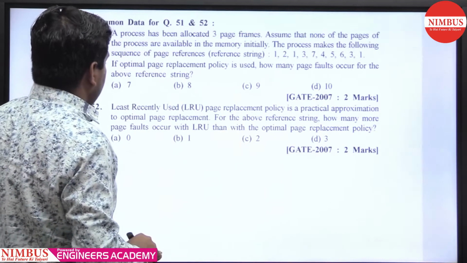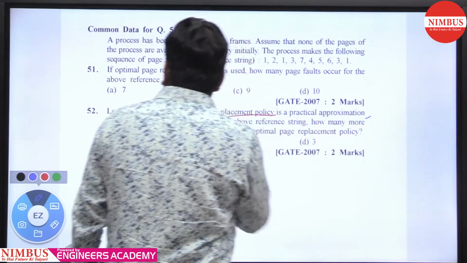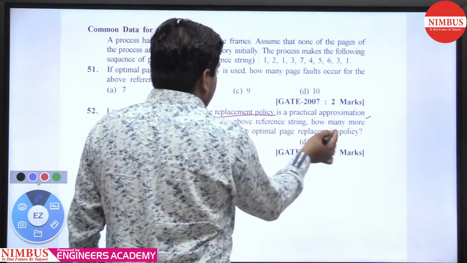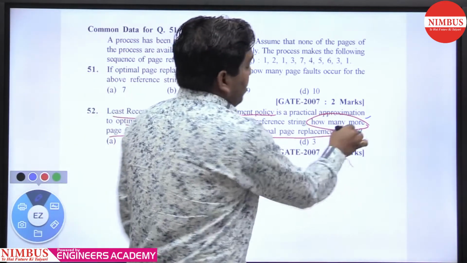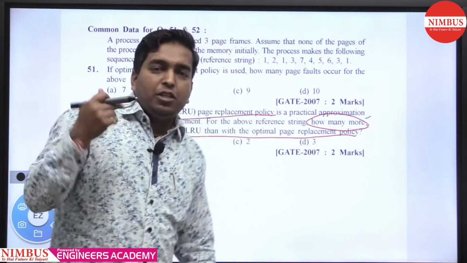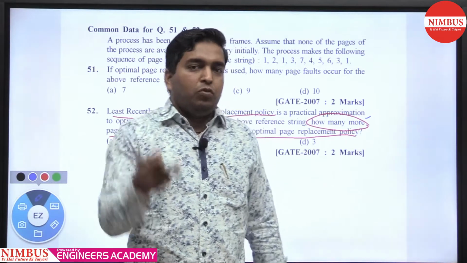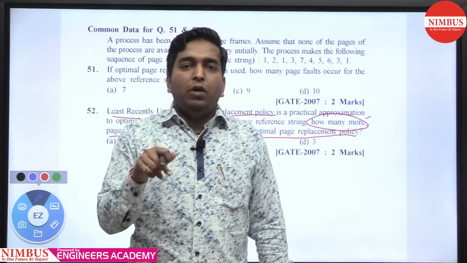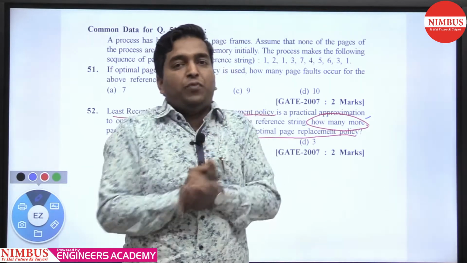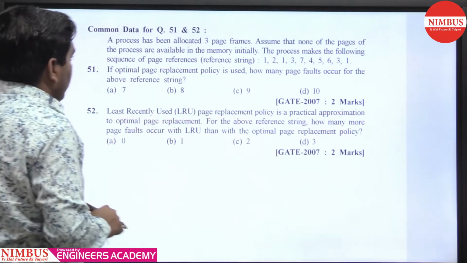And the second is asking, if the LRU page replacement policy is used compared to optimal, then for the above string how many more page faults occur in LRU compared to optimal? Meaning in question number 1 you have to apply the optimal page replacement algorithm, in question number 2 you apply the LRU page replacement algorithm, but in question number 2 you have to calculate how many more page faults as compared to optimal. Clear? So we'll discuss one by one.